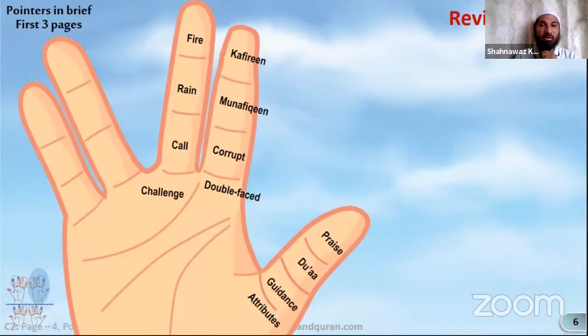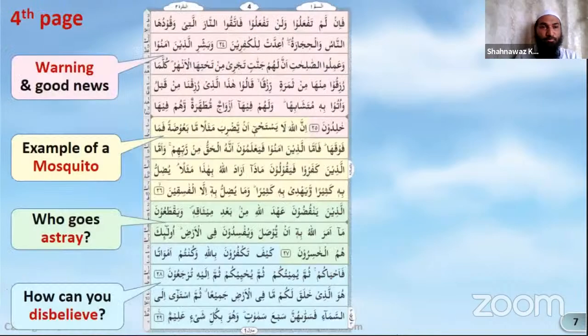Second was the example of the rain. And then was the call of Allah subhanahu wa ta'ala to all mankind. And then the challenge to all the people about bringing the Quran. This is how this third page is linked to the fourth one. And the warning and good news. And second part today that inshallah I'm doing is example of the mosquito, and then about the people who go astray, and then Allah is questioning on how we can disbelieve.